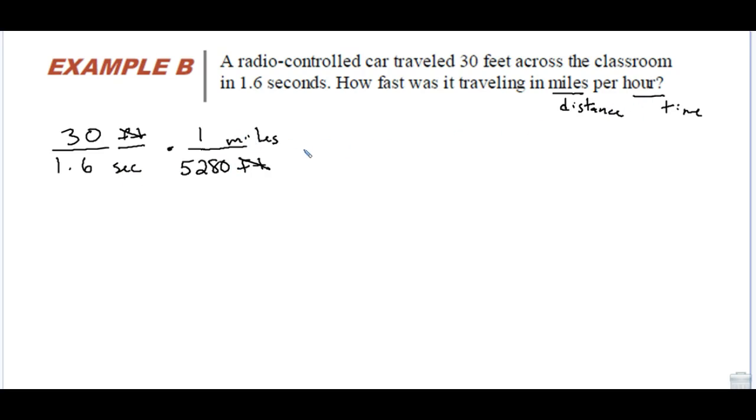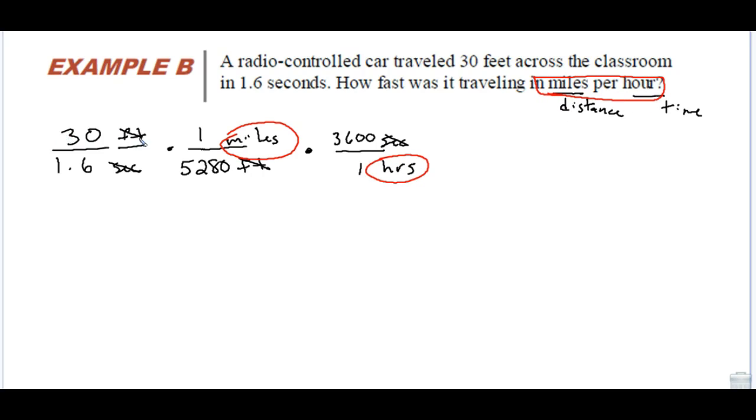And I want miles per hour, so let's multiply this by something that will convert seconds to hours. Since I have seconds in the denominator, I want to have seconds in the numerator and put hours in the denominator. And do I know how many seconds there are in an hour? Well, I know there are 60 seconds in a minute and 60 minutes in an hour. So in 1 hour there are 60 times 60, which is 3,600 seconds. Now my seconds and seconds cancel out, and the units I'm left with are miles and hours, which is exactly the units that I want.